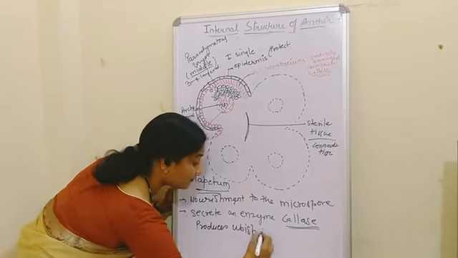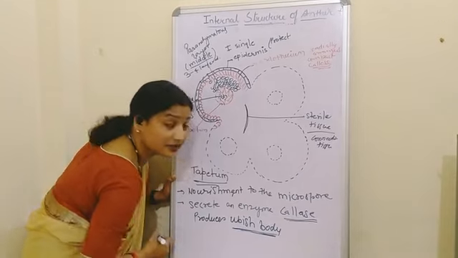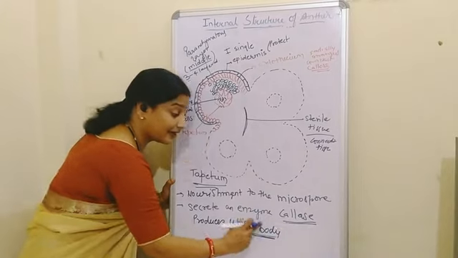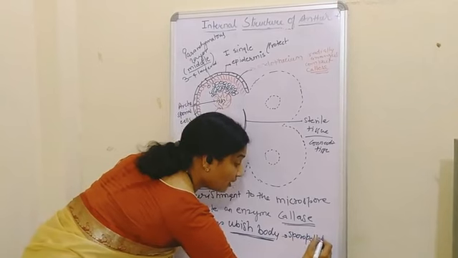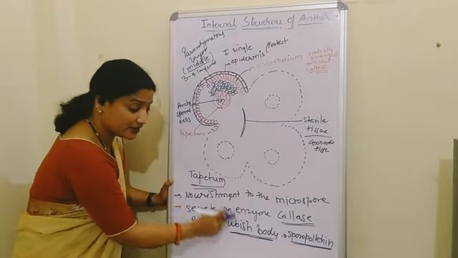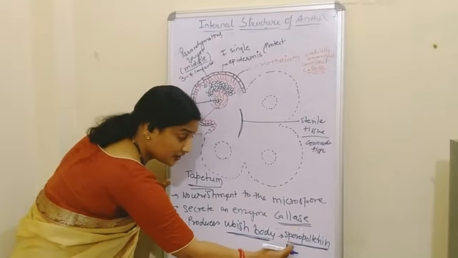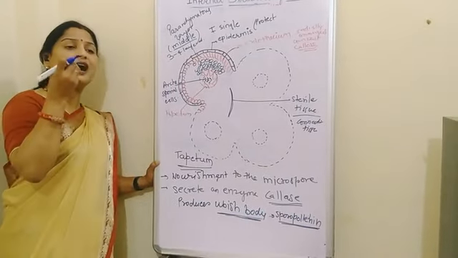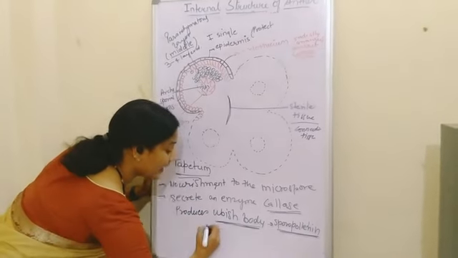Ubisch bodies. Okay, now keep this in mind, it can be useful for medical students. This tapetum produces Ubisch bodies. These Ubisch bodies secrete a substance called sporopollenin. Clear? The tapetum produces the Ubisch bodies, and these produce sporopollenin, and this sporopollenin is the hardest living substance and it helps in the formation of the exine.